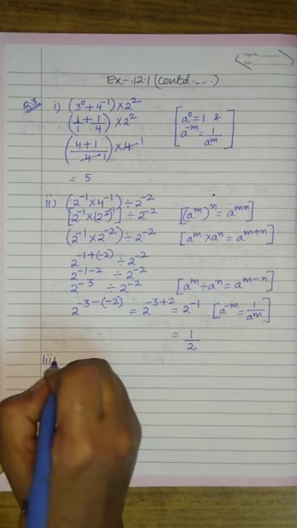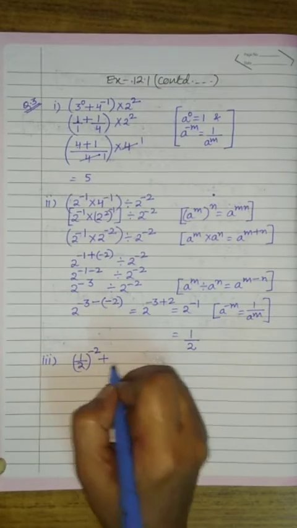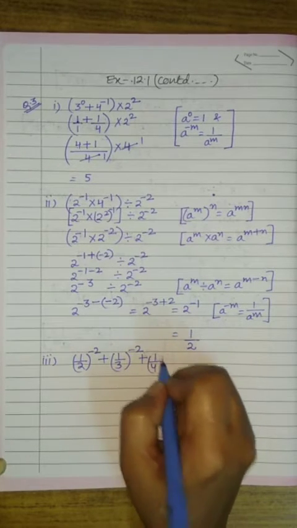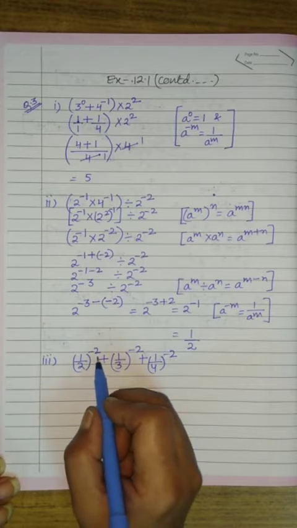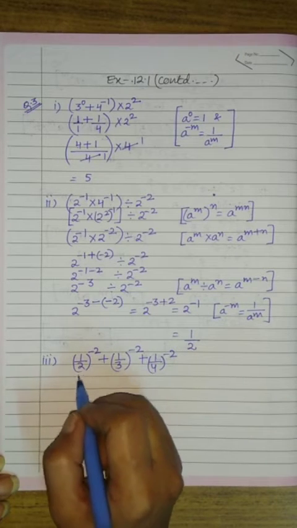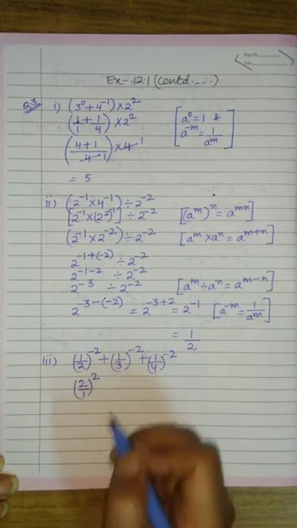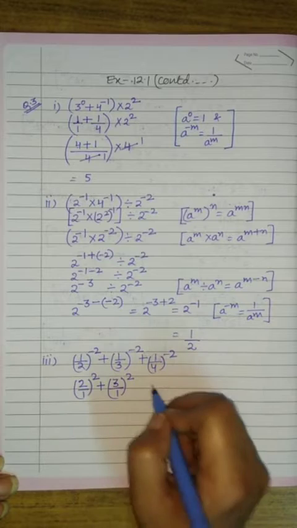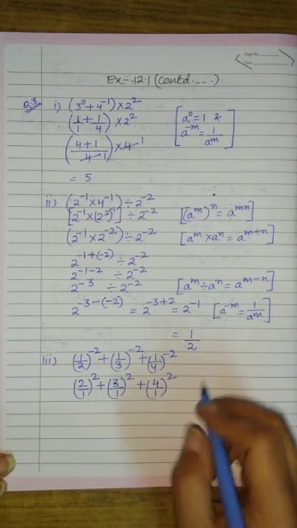Now the third part of this question is (1 by 2) raised to power minus 2 plus (1 by 3) raised to power minus 2 and (1 by 4) raised to power minus 2. Now when we make the exponent from negative to positive, the fraction inside the bracket will change. It will be converted into its reciprocal. So 1 by 2 will become (2 by 1) raised to power 2, and 1 by 3 will become (3 by 1) raised to power 2, and then 1 by 4 will become (4 by 1) raised to power 2.